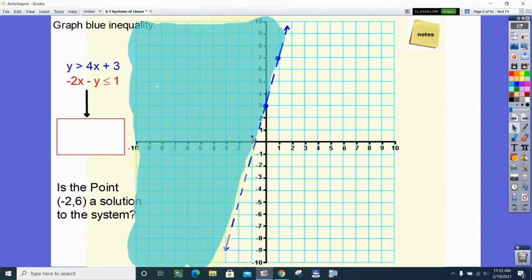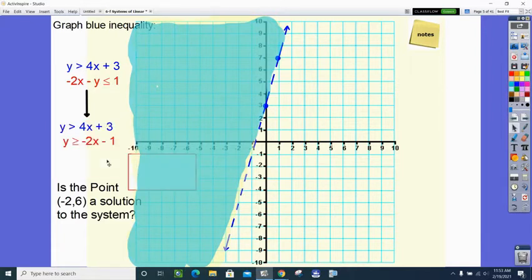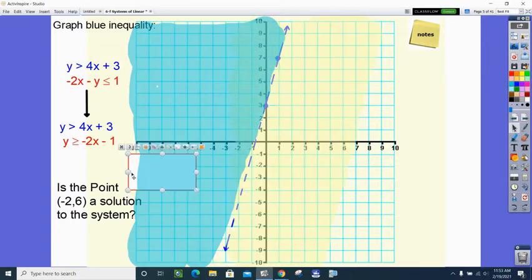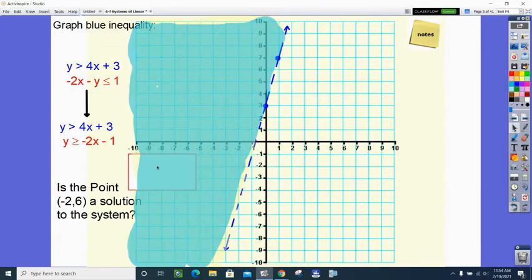Here is the first one. There's the 3, up 4 over 1, dotted. If I test 0, 0, 0 is greater than 3 does not work, so I have to shade the other side. Here underneath the box, I am switching that red equation. Sorry, my computer mouse is doing weird stuff today. Anyway, for that bottom one, I added the 2x and then divided by negative 1, which flips the inequality so that I could graph it in slope-intercept form.